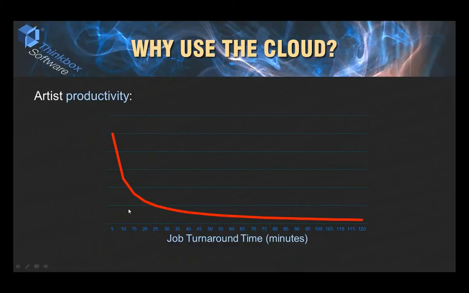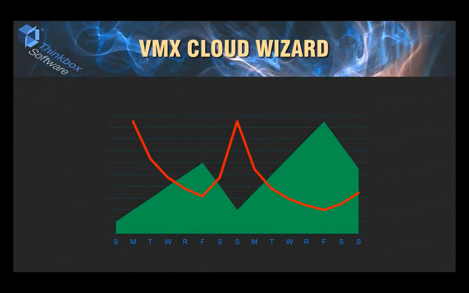So this is a notional graph of artist productivity, and what this graph is trying to show is that the longer it takes to get feedback from your job, you submit something, you wait, and then finally you get results, that's your iteration time. The longer it takes to get iterations out, the lower your productivity, and the lower the quality of your final project. So ideally, we want to keep the iterations as quick as possible.